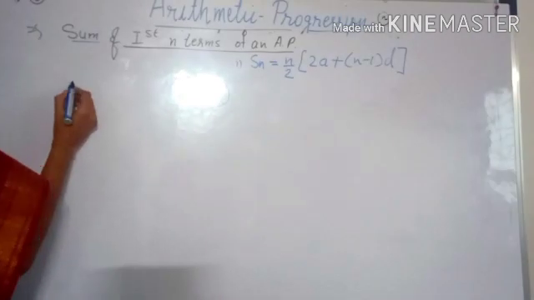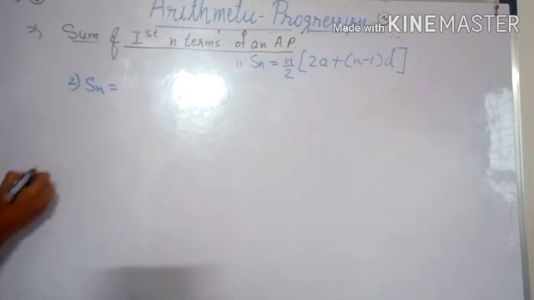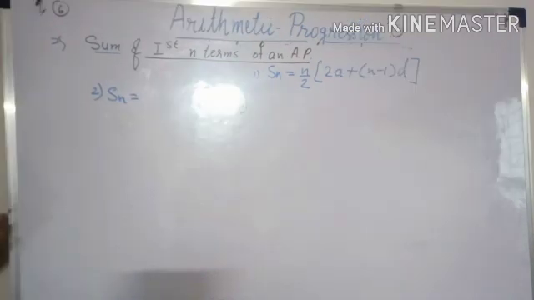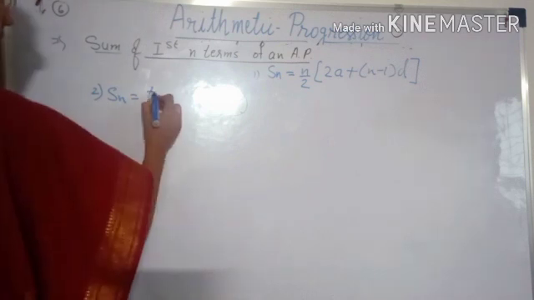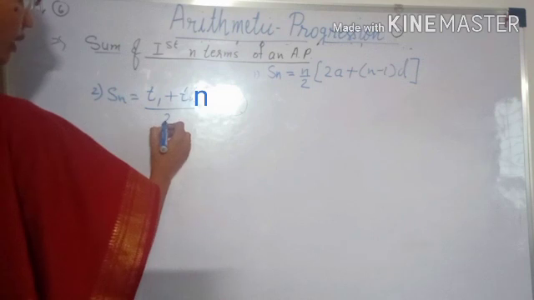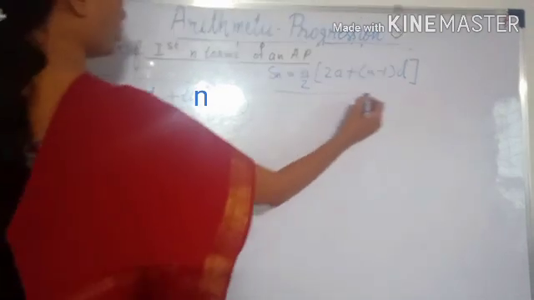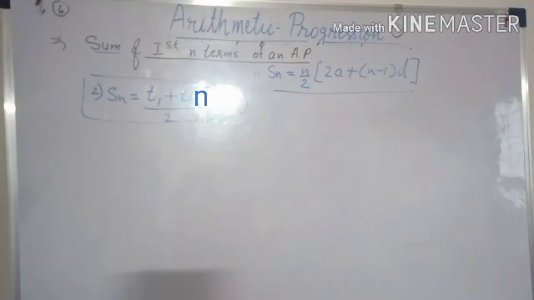There is one more formula for the sum. Sn is equal to the sum of the first term and the last term, divided by 2. So this is the second formula and that is the first formula. So we'll use these formulas to find out the sum of the n terms.